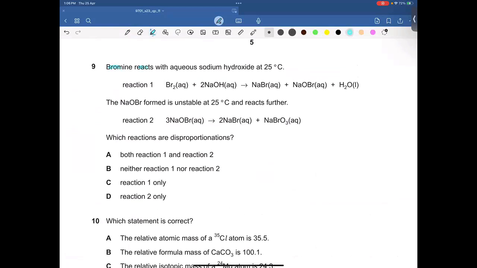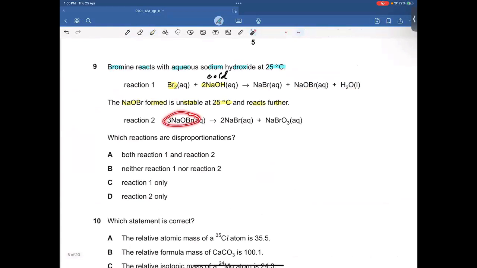Bromine reacts with aqueous sodium hydroxide at 25 degrees Celsius. Okay, reaction 1. Bromine, when reacting with NaOH under cold conditions, is converted into sodium bromide, sodium bromate(I), and water. Now, the sodium bromate(I) formed is unstable at 25 degrees Celsius and reacts further. So when sodium bromate(I) reacts further, it turns into sodium bromide and sodium bromate(V).